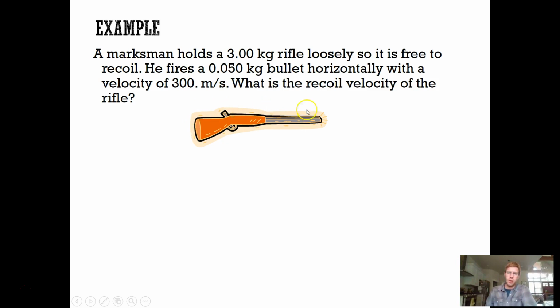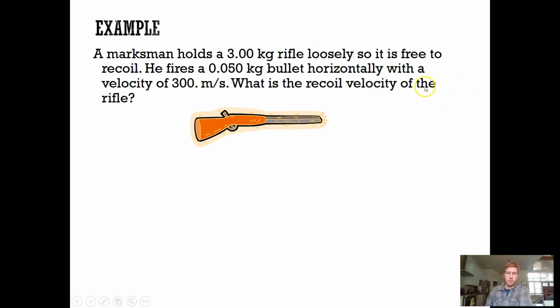So let's say that the overall rifle has a mass of like 3 kilograms and the bullet being fired is 0.05 kilograms, so 50 grams. It's kind of a small bullet. Realistically, it'd probably be a little more massive than that, but we'll go with that. And so let's say that this rifle can shoot the bullet at a speed of about 300 meters per second. What is the recoil velocity of the rifle?